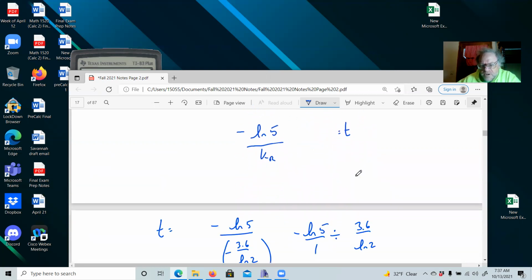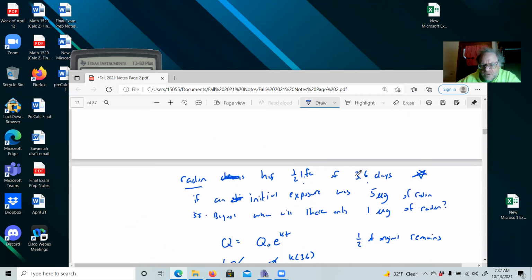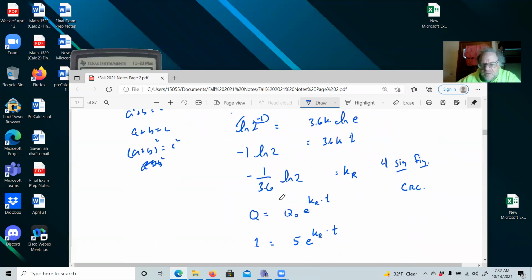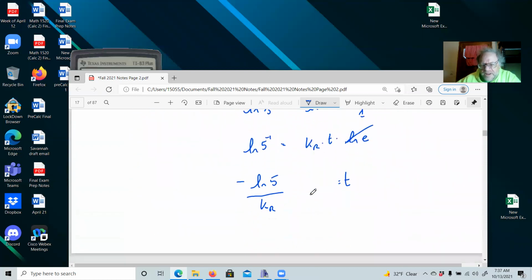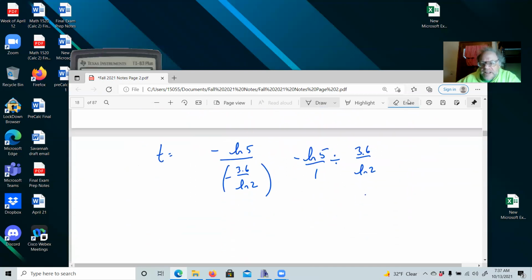Yes, it is. Okay, we're good. Are we? It's natural log 2 over... we'll go back and check. Okay, it's ln 2 over that. I got it upside down, I'm sorry. All right, so this was ln 2 over 3.6 negative. Okay, we got it backwards. I apologize. Let's fix that.